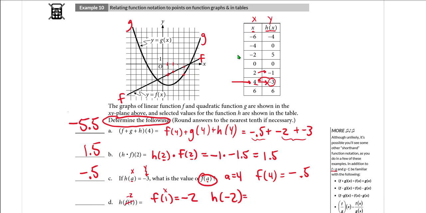I go into my table, which gives me my h values. I find out where the x value is -2, and I spit out the 5. So h of -2 equals 5.